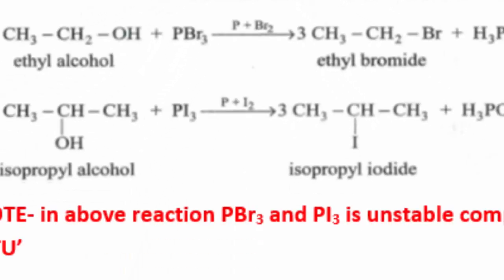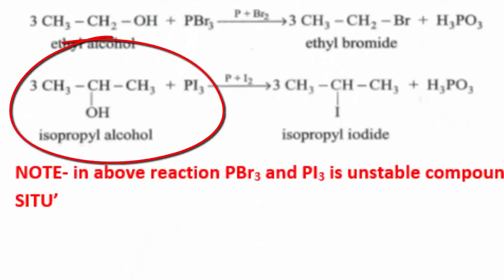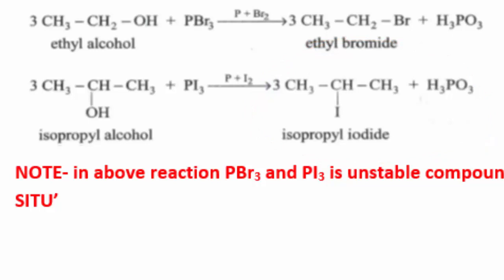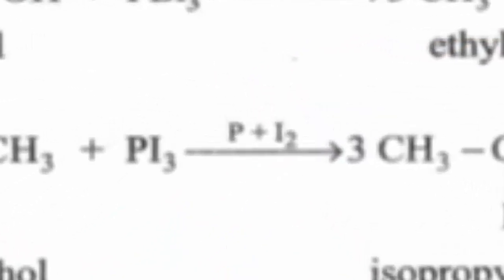Next example is the reaction of isopropyl alcohol with phosphorus triiodide. So we'll get 3 molecules of isopropyl halide with the formation of phosphorus acid, and in this case also phosphorus triiodide is an unstable compound, so we are preparing that phosphorus triiodide with the help of phosphorus plus iodine.